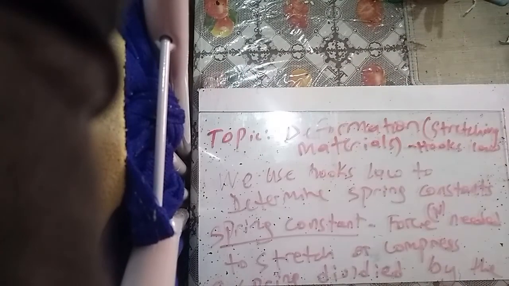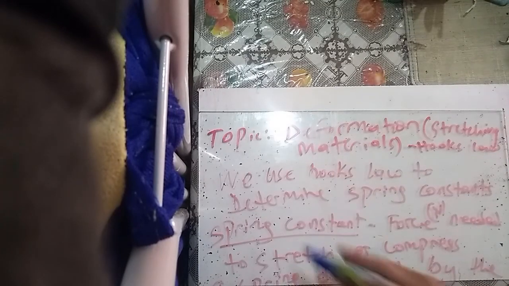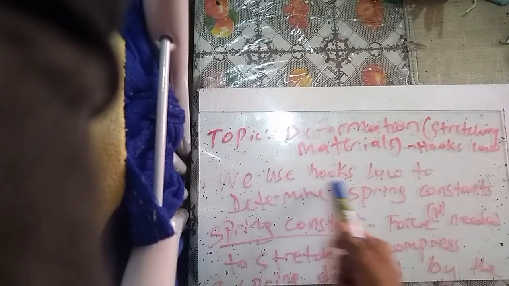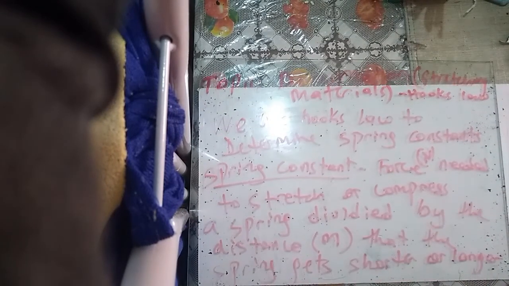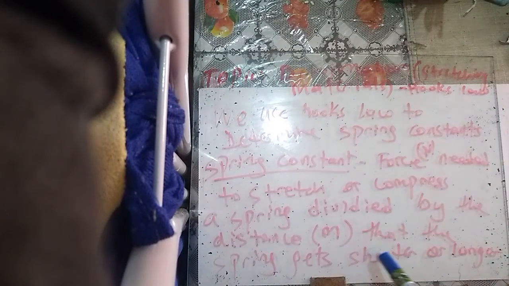It is defined, and it is based on the principle of Hooke's law. If there was no Hooke's law, we could have no spring constants, right? So we use Hooke's law to determine the spring constant. Alright, just to put that out as a statement. The spring constant is defined as the force in newtons needed to stretch or compress a spring divided by the distance that the spring gets shorter or longer, which, in brackets, you could call the extension, okay?